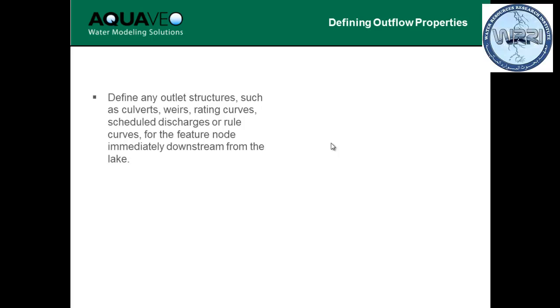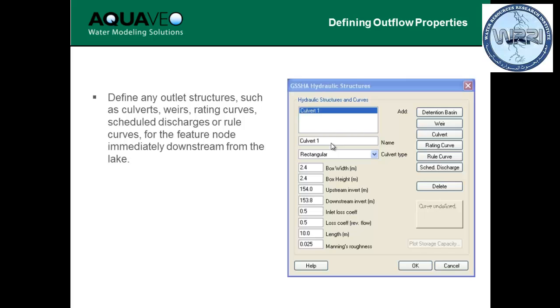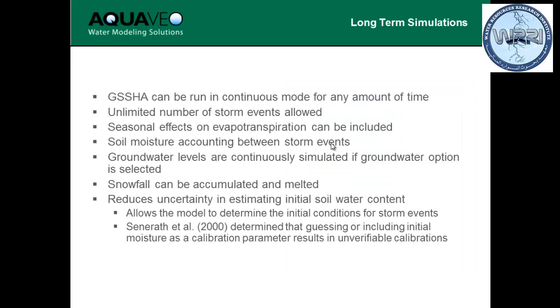I'm going to skip some. Some of these are older slides, so we don't do lakes like that anymore. It used to be how we did them. I'll show you how to do lakes. Whenever you do a lake, you have to define outflow properties. So you have to define any outlet structures like culverts, weirs, rating curves, or scheduled discharges. A rating curve is outflow versus depth, or you could define discharges at different times. That's in this window, which allows you to define all those things. I'll show you how you do that.